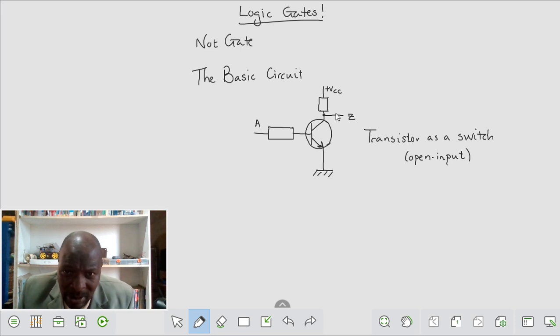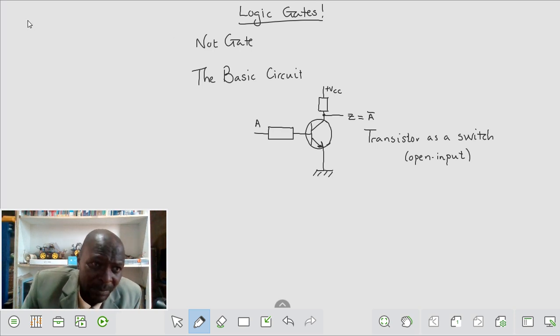Now let's see how this actually works. I'm saying this is basically our NOT gate. Our NOT gate is simply supposed to be, when you say the output here, our output is not A. Remember, this is binary systems, and it's either we've got something on or off. Now let me come and explain what I will call the logic.